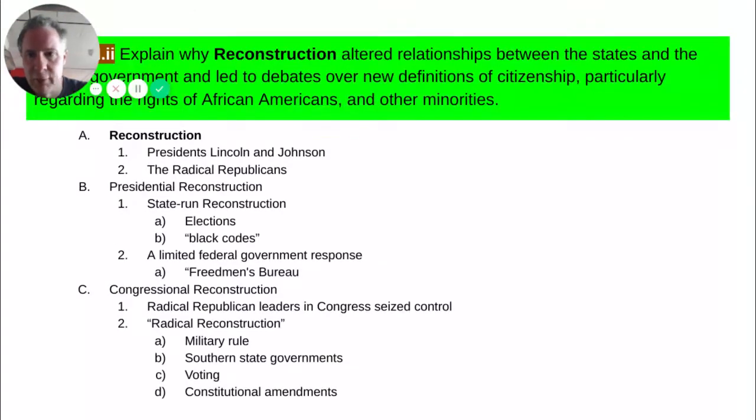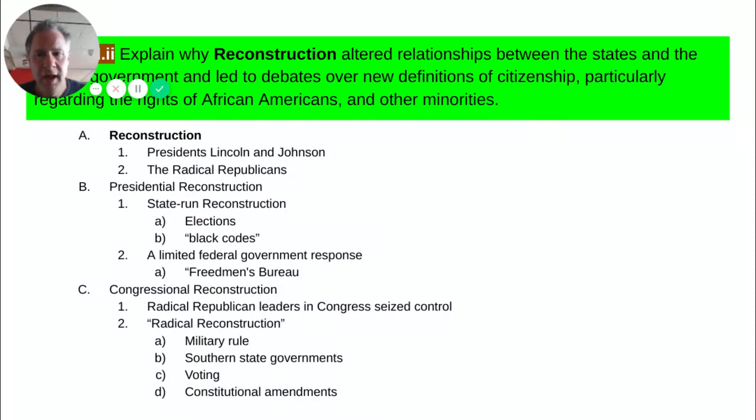So let's take a look at Reconstruction. That's the name we give the period of history immediately following the Civil War when the federal government moves in to reconstruct or rebuild the South following their defeat in the Civil War. And Reconstruction actually starts before the war ends under President Lincoln, and then it continues under Andrew Johnson after Lincoln is assassinated.